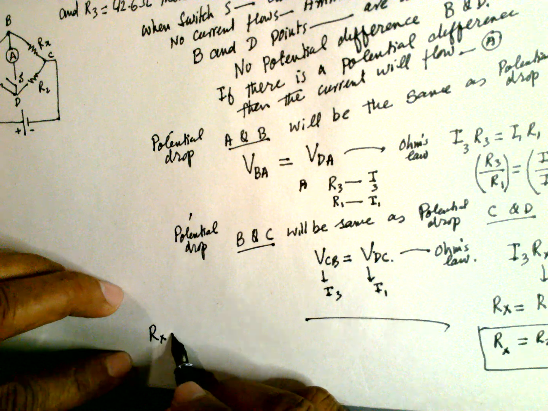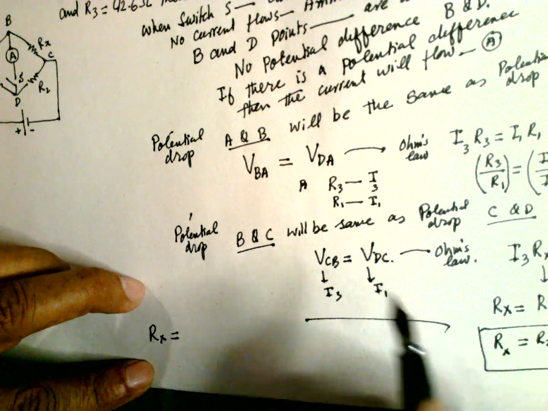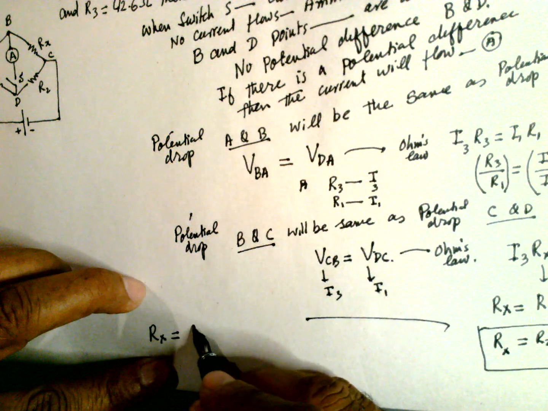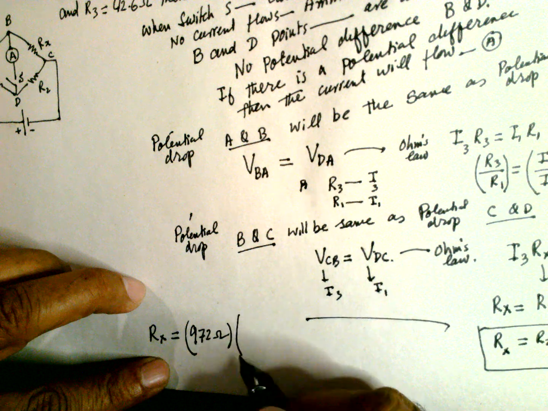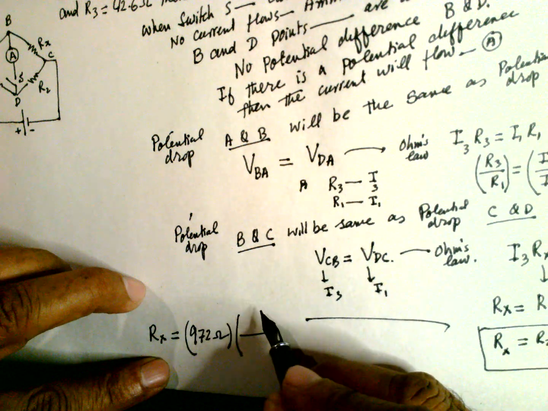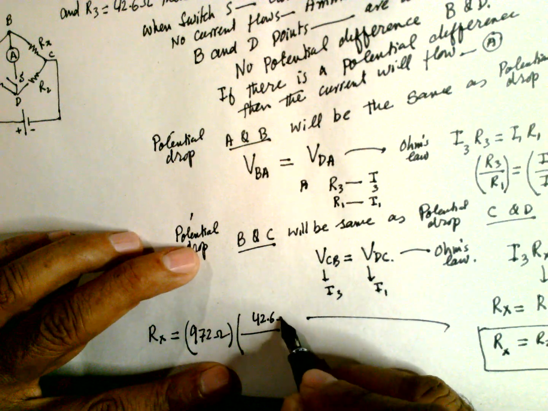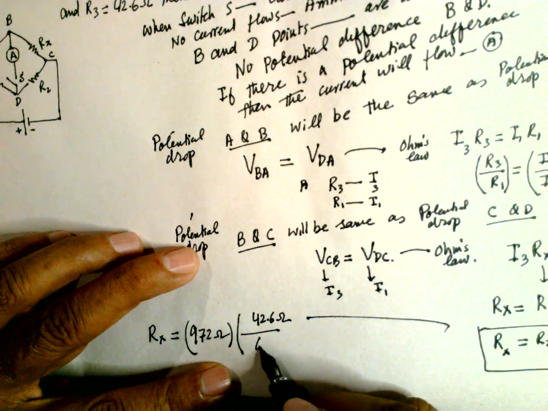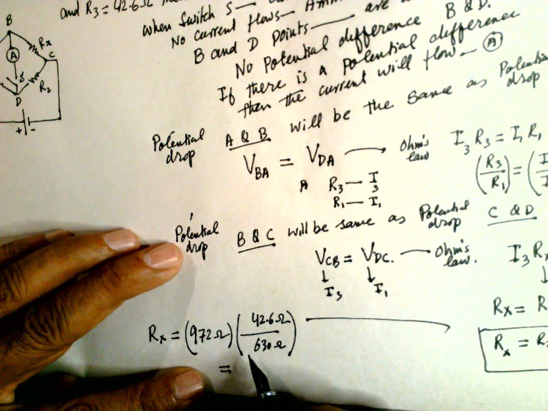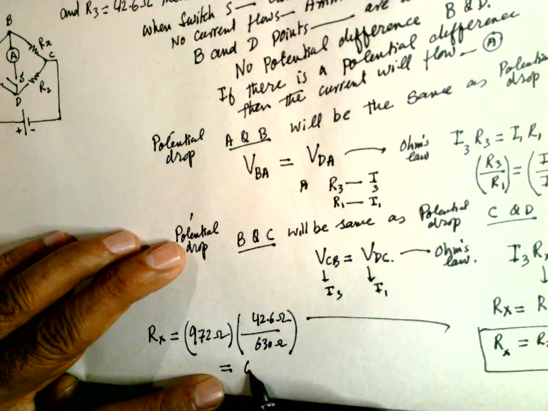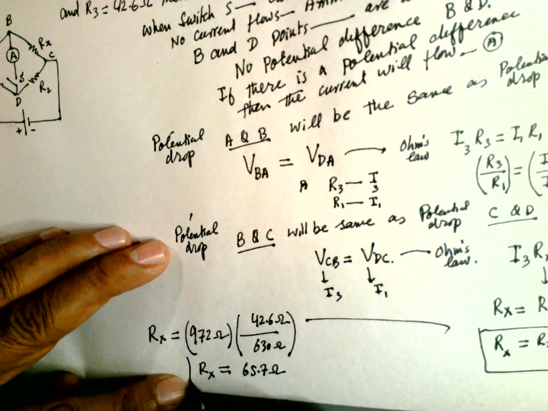So Rx is equal to R2. R2 is given 972. R3 is 42.6 and R1 630 ohms. Then the answer is equal to 65.7 ohms. This is the Rx value.